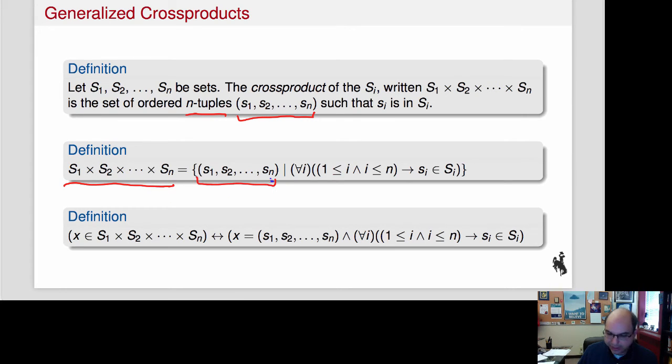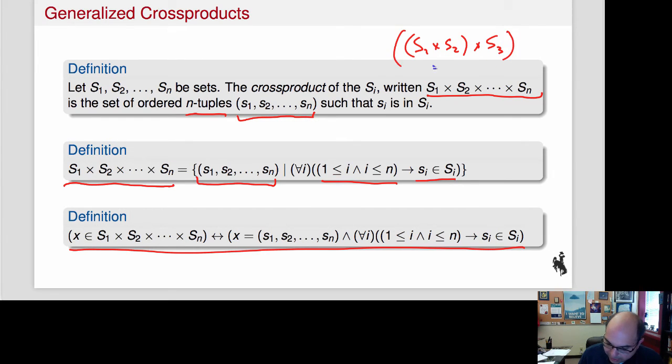It's the set of all n tuples such that for each i between 1 and n, S sub i belongs to capital S sub i. I could also write it spelled out: x belongs to the generalized cross product if x is equal to an n tuple, and so on. So this is a generalization. By the way, I could simply view this as S1 cross S2, and then cross S3, and then eventually cross Sn.